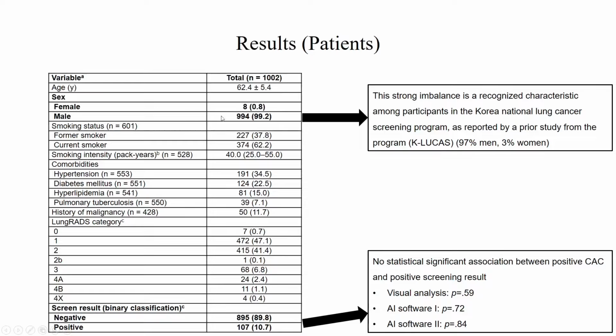There is a strong male predominance in this study population. This strong sex imbalance is a recognized characteristic among participants in the Korean National Lung Cancer Screening Program, as reported by a prior study from the K-LUCAS, which reported 97% men and 3% women. Positive screen results were observed in 10.7% of patients. There was no statistically significant association between positive CAC and positive screen result.